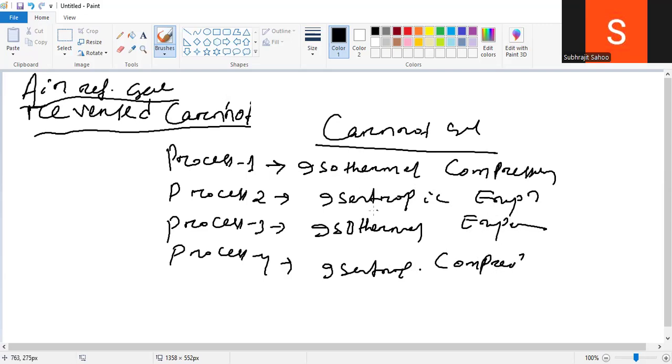Don't ask, sir, what is isothermal, isentropic. You need to study the basics of thermodynamics. Isothermal means temperature is constant. Isentropic means entropy, symbol S, is constant. Again, temperature is constant, and again S is constant. These are the symbols for the several processes. So let me draw the diagram first. One minute.